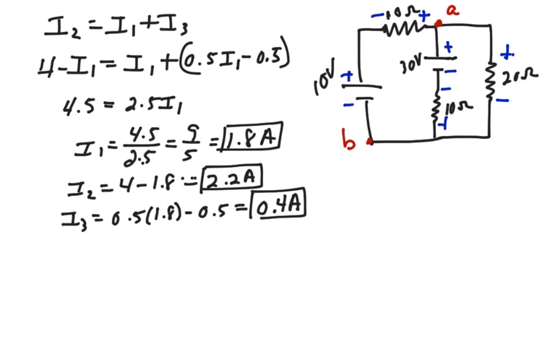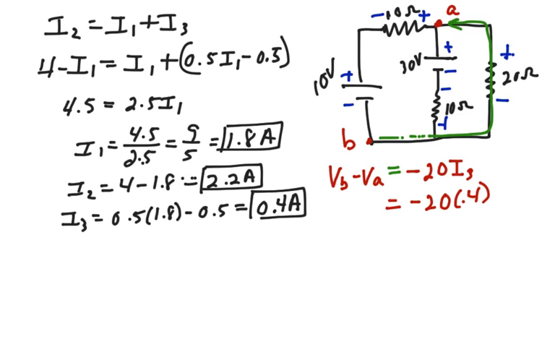So if we want VB minus VA, we just need to walk our way from B to A. And one way to do it, at least the easiest way, would be to walk all the way around like this and only go through that 20 ohm resistor like that. So if I did that, I would get that's equal to a negative 20 I3. And so that would be equal to a negative 20 times 0.4, which will give me a negative 8 volts.